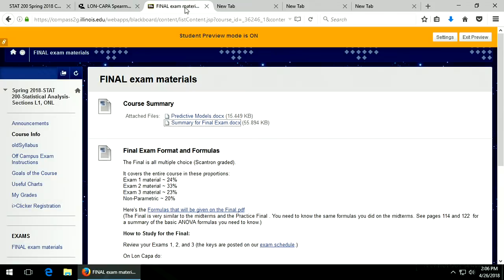I'm sure you want to know this. It covers, okay, so the final is Scantron. Unlike your other exams, this is all multiple choice. So no calculated answers. It's just multiple choice, all of it. Because we don't have enough time to grade it. The TAs are all busy during finals week and they don't want to grade it, and I can't grade them all, so this is how we're doing it.